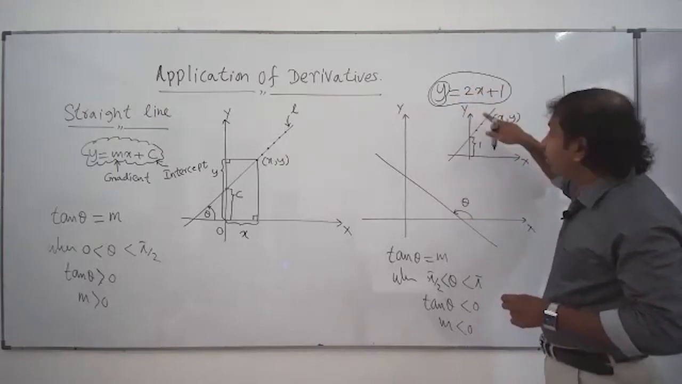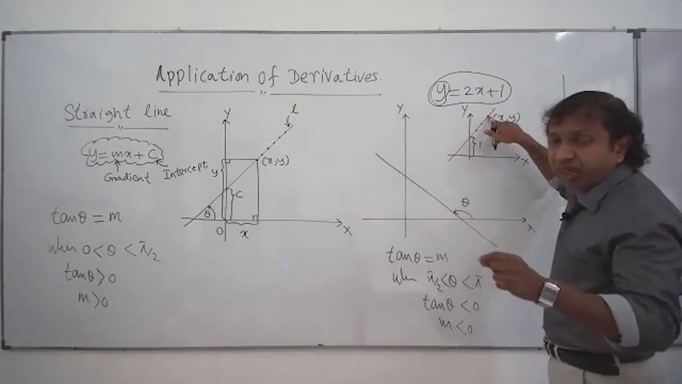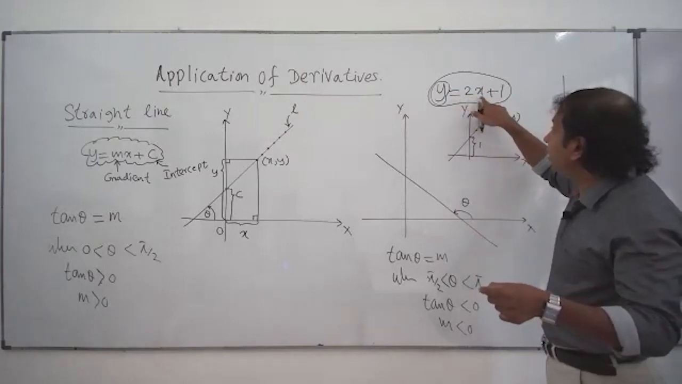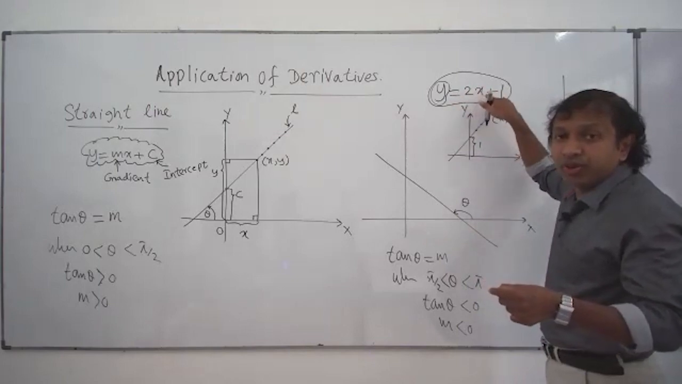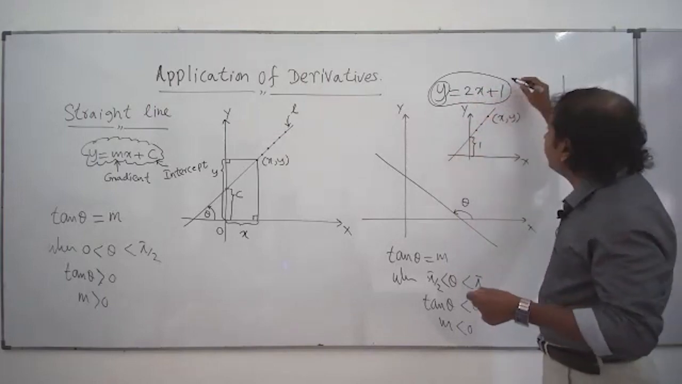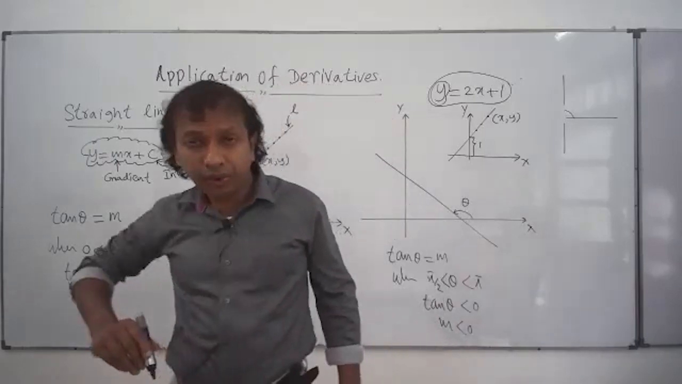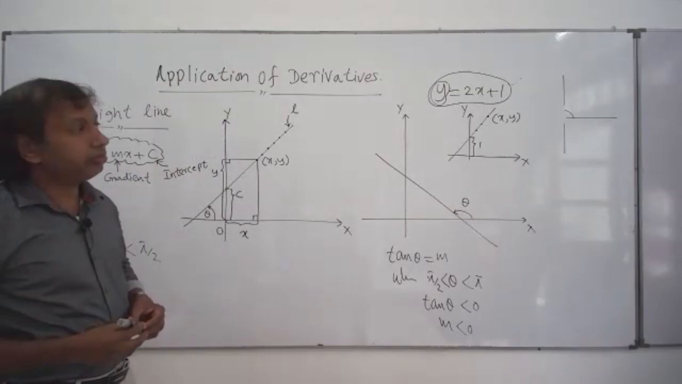Understand? When you consider any point, it has two coordinates. The y coordinate of that point is always equal to multiplying its x coordinate by 2 and adding 1. This relationship between x and y is true for every point on the line. That is the meaning of the equation of the line. So now I think you have an idea about what is meant by the equation of a straight line.